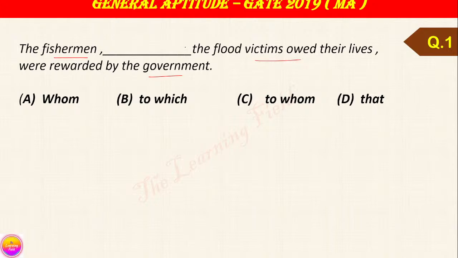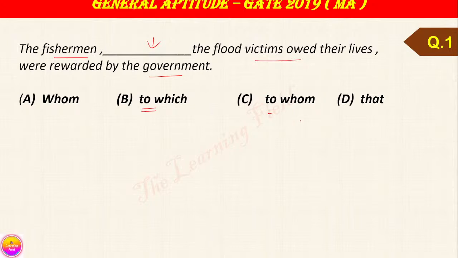Okay, so this is the question, and now we have to fill in the blanks with an appropriate word from the given 4 options. The preposition 'to' connects what, to connect these two, there are 2 options with 'to'. So the preposition 'to' connects 'whom' to the flood victims.